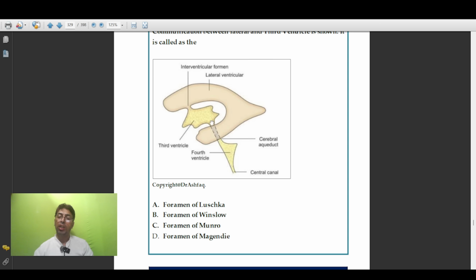And this third ventricle to fourth ventricle communication is the cerebral aqueduct. To be more specific, the cerebral aqueduct of Sylvius. So interventricular foramen of Monro, cerebral aqueduct of Sylvius are the two foramina connecting the lateral ventricle to the third ventricle and third ventricle to the fourth ventricle consecutively. And in the fourth ventricle, we have got the foramen of Magendie and the foramen of Luschka. So you have to remember those things.